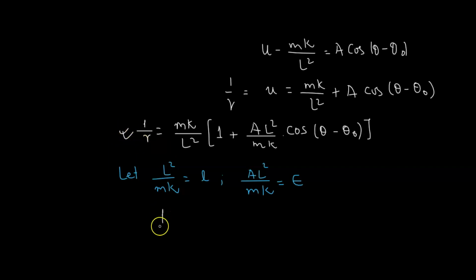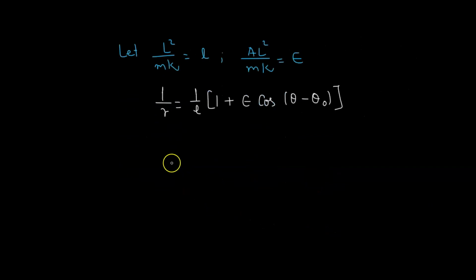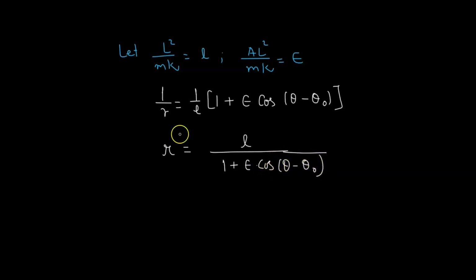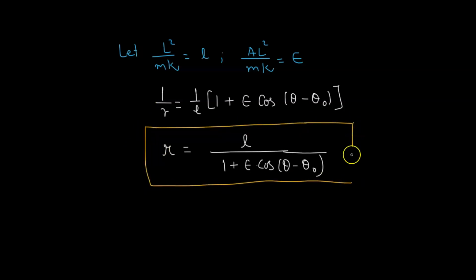So this is now our equation. Now it's transformed into 1 over r equals 1 over l multiplied by 1 plus epsilon times cosine of theta minus theta naught. And if we represent this equation in terms of r, r will be simply equal to l divided by 1 plus epsilon times cosine of theta minus theta naught. Now this is a very special type of equation. So here we have obtained the equation of the orbit, which is written as a function of theta, r of theta. So this is given by this particular equation.